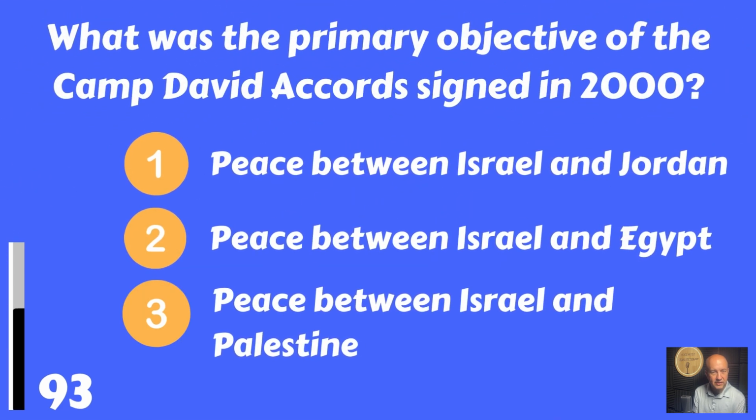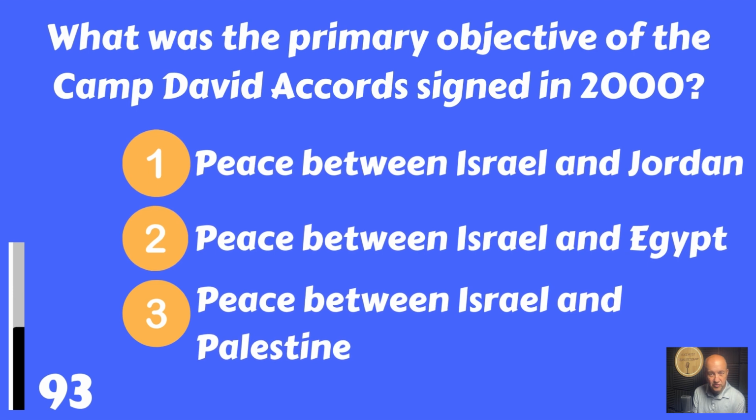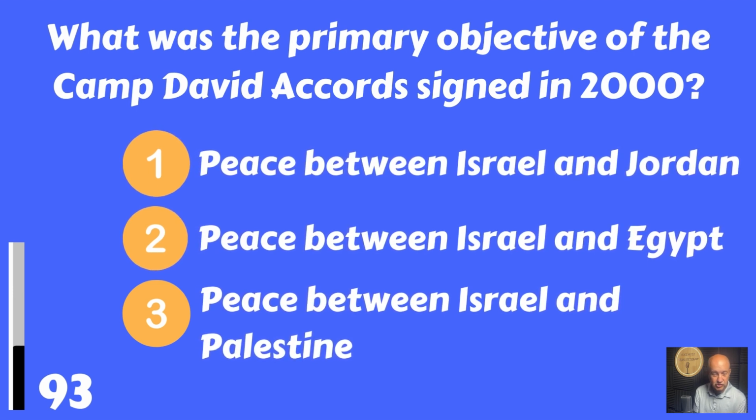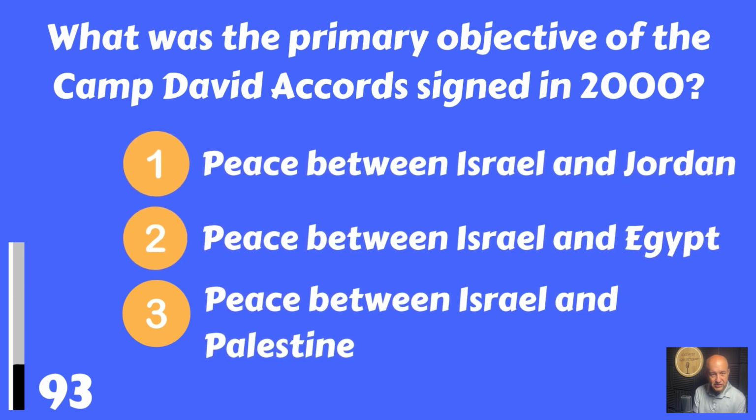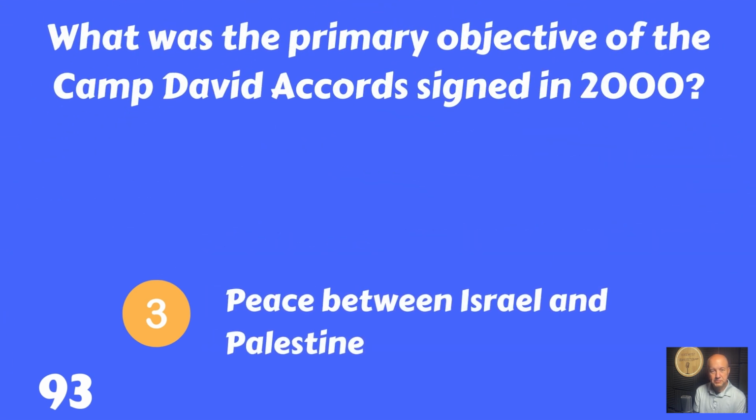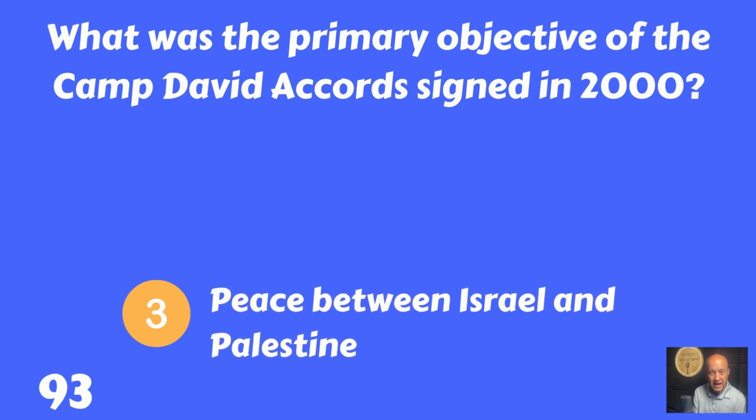What was the primary objective of the Camp David Accord signed in 2000? Peace between Israel and Jordan, peace between Israel and Egypt, or peace between Israel and Palestine? Peace between Israel and Palestine.